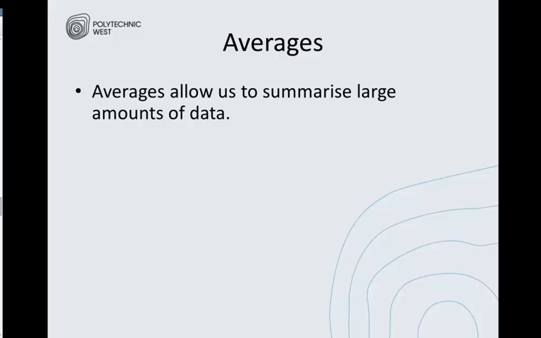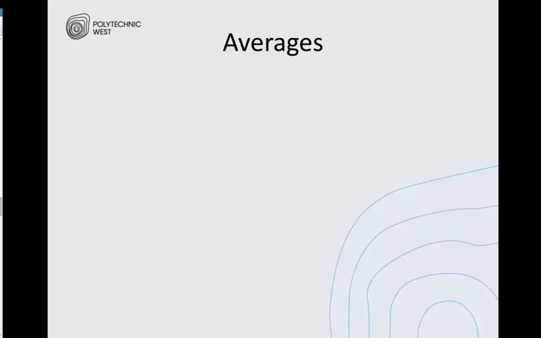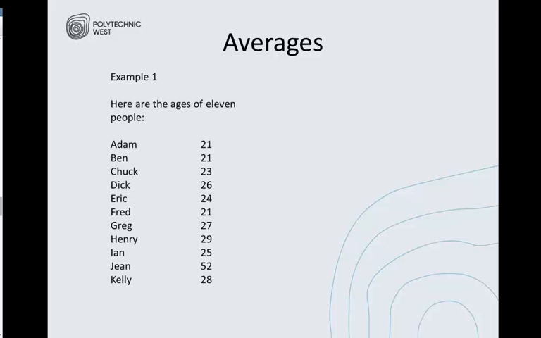Firstly, averages. An average allows us to summarize large amounts of data to get an overall value. Here's an example of 11 people and their ages. And there are three types of average: the mean, the mode, and the median. With this data here, I find the mean is 27, the mode is 21, and the median is 25.